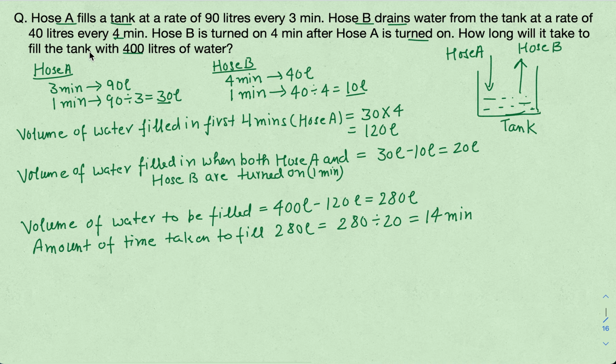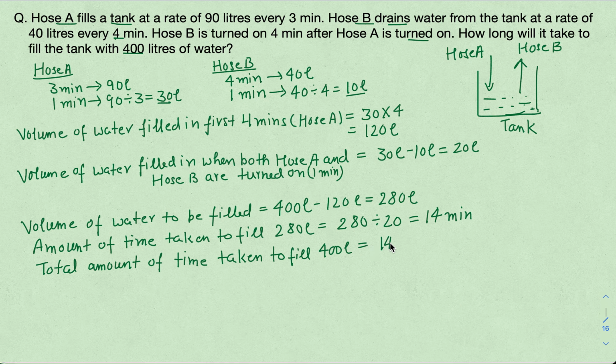And the question is, how long will it take to fill the tank with 400 liters of water? So this 14 minutes is to fill the last 280 liters, right? But hose A already filled it for 4 minutes in the start, right? So the total amount of time taken to fill 400 liters of water is 14 minutes plus the first 4 minutes, which is equal to 18 minutes. Okay, so that's our solution. So 18 minutes is taken to fill the tank with 400 liters of water, right? So that's our solution for this question.